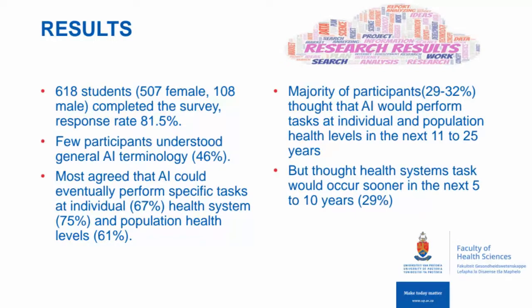But when we analyzed it a little further, we saw that only 29 to 32% of those individuals who agreed that AI could perform these tasks said that it would occur in the next 11 to 25 years, with the exception of health systems tasks, which they said would occur sooner, between the 5 and 10-year mark.